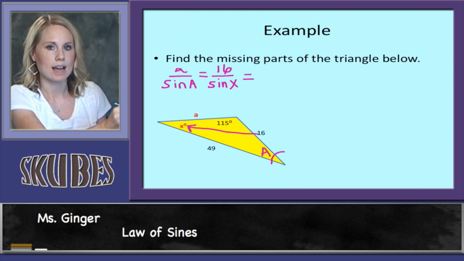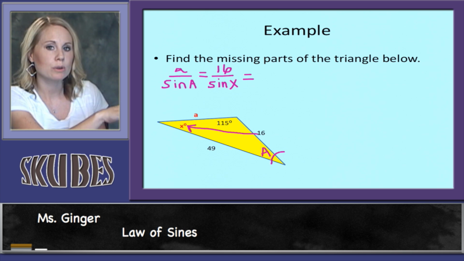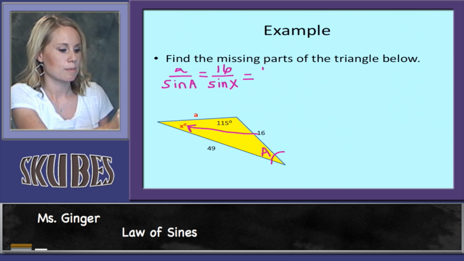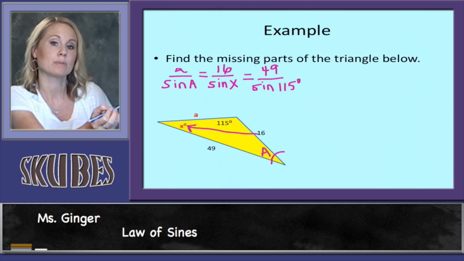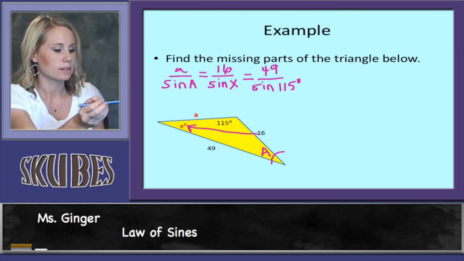And notice I'm putting my sides on top. Since I started doing it that way, I want to finish doing it that way. I want all the sides on top, all the angles on the bottom. You could reverse that as long as you're consistent, as long as you have all of the same type of thing on top and all of the same type of thing on the bottom. Alright, my last pair here is 49, and that goes with sine 115. Now notice this is the pair that we have both items for. We have a pair. So this is why we can start using this law of sines.